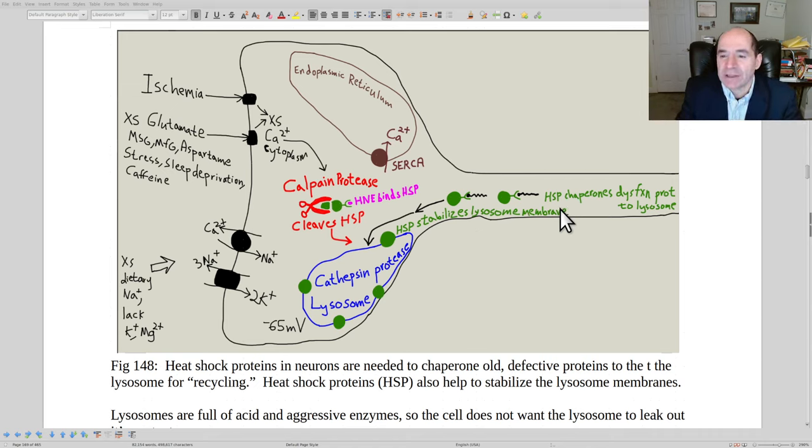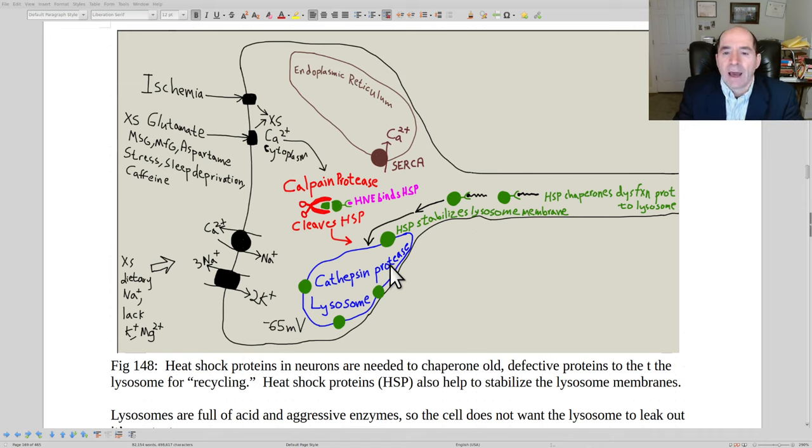So anyways, HSP in the human body means heat shock proteins. These heat shock proteins do a couple different things. First of all, they function as chaperones. When a protein becomes dysfunctional, they will grab onto it and escort it over to the lysosome. The lysosome is the recycling area inside of a cell. Inside of that lysosome, there are powerful enzymes like cathepsin protease. Protease chops up proteins, and then you can take the individual constituent amino acids and recycle them and use them to make other proteins.